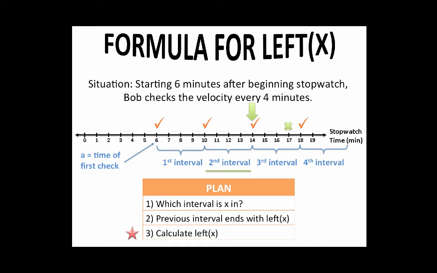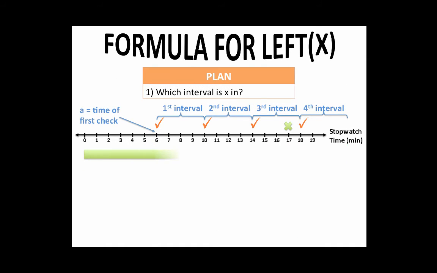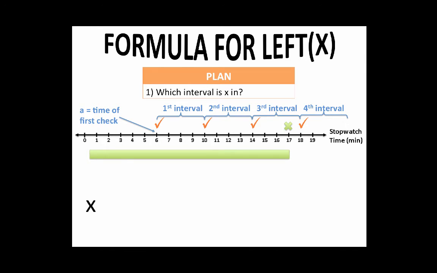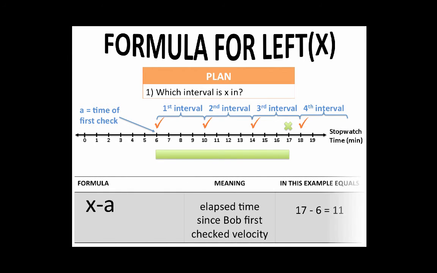Now let's write a formula to go through those same steps, using bar lengths to represent the quantities. The length of this bar represents x, or the current time on the stopwatch. In our example, 17 minutes. If we subtract the time Bob waited before first checking the velocity, the length of this bar is x minus a, or how long it has been since Bob first checked the velocity. In our example, 11 minutes.